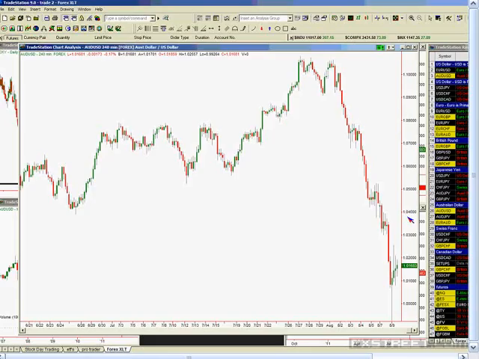Make sense? Therefore, if in the big picture, this market has reached a price level where supply exceeds demand, what should we be looking for? Should we be looking for longs or shorts? Right, shorts.